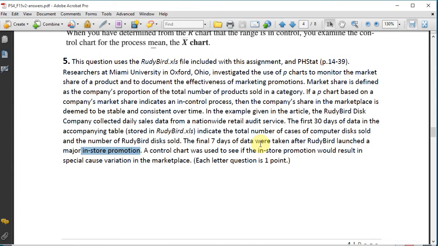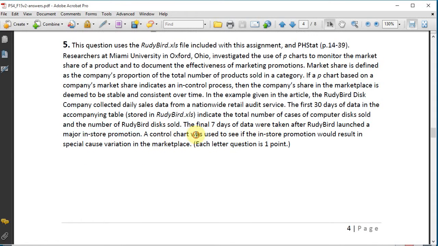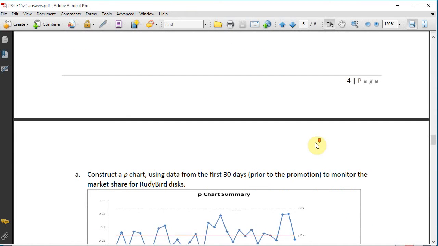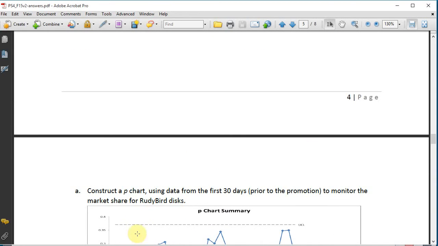Let's see how we do that. We're going to look to see if, over the full 37 days, it appears the process is not in control, and that it is because of a special cause variation in the marketplace, and we would conclude then that it would be because of our in-store promotion. So first, let's open up the Ruby spreadsheet.